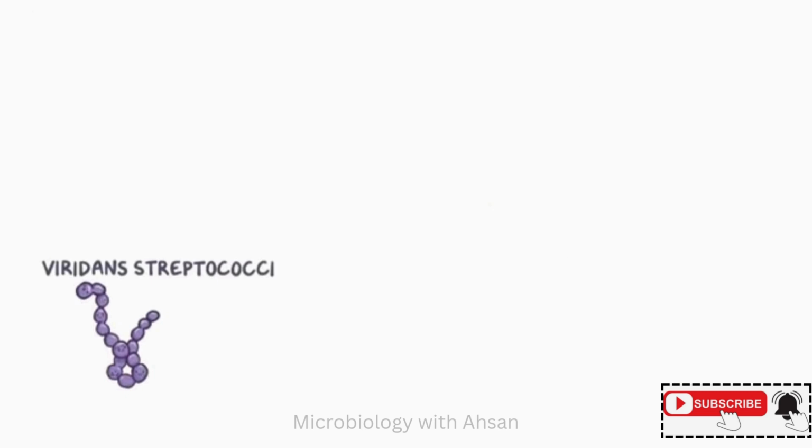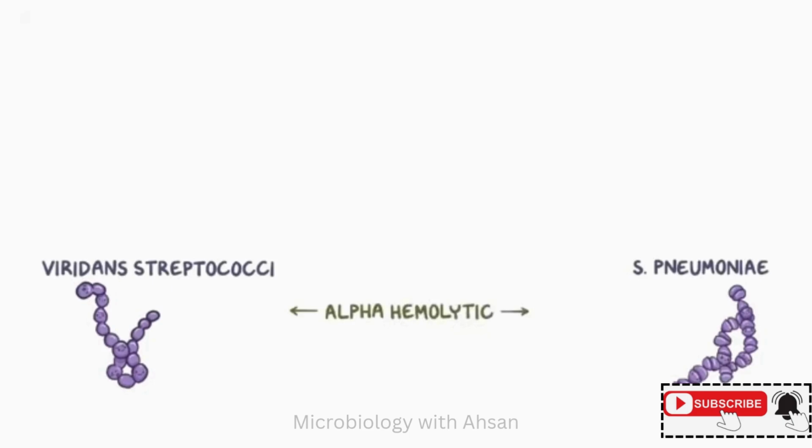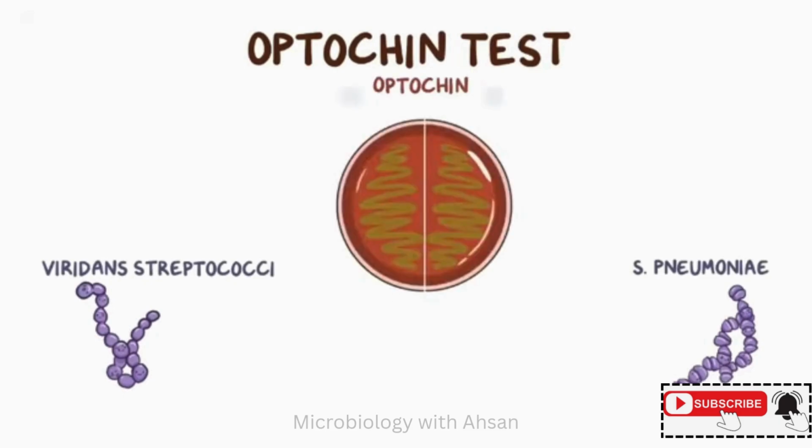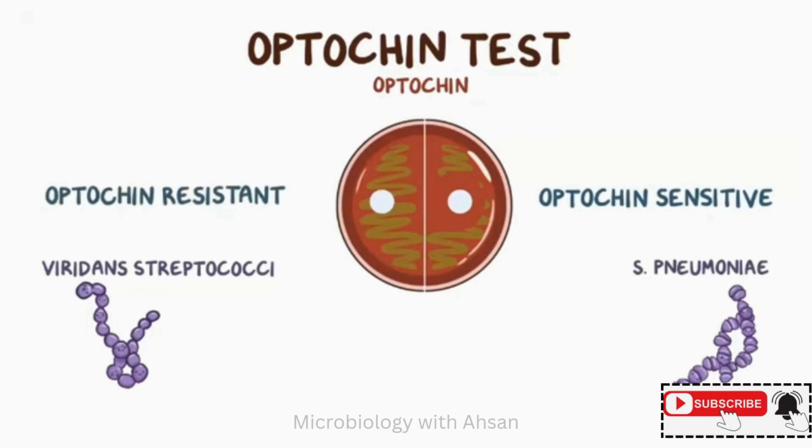Now, other Streptococcus species, like Streptococcus pneumoniae, are also alpha-hemolytic. So an optochin test is done to distinguish them. That's where an optochin-containing paper disc is placed on a plate of blood agar that has been inoculated with the bacteria. With Strep pneumoniae, the growth of the bacteria is inhibited in the zone that surrounds the optochin disc, meaning that Strep pneumoniae is optochin sensitive. On the flip side, Viridans Streptococci are optochin resistant, meaning there's no inhibition of growth around the optochin disc.